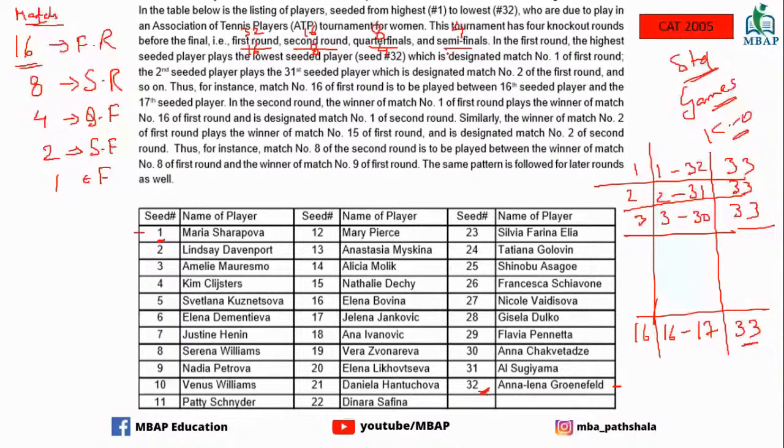Now what happens, you see that in round number 1, the first round, the sum of the matches was coming down to be how much? 33. Okay, in the second round, what is going to happen?